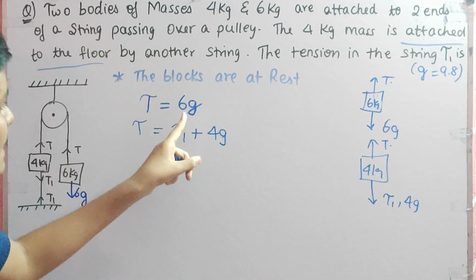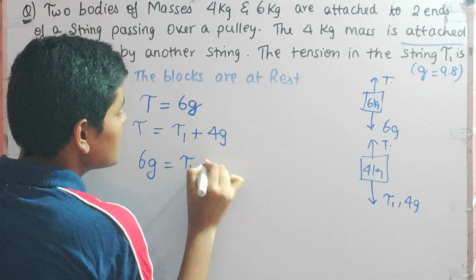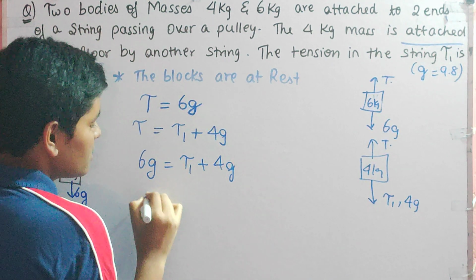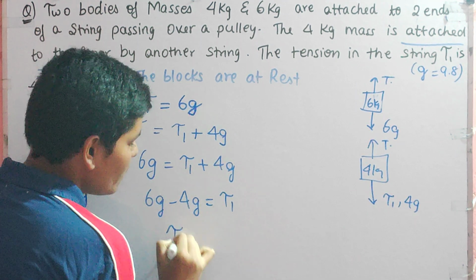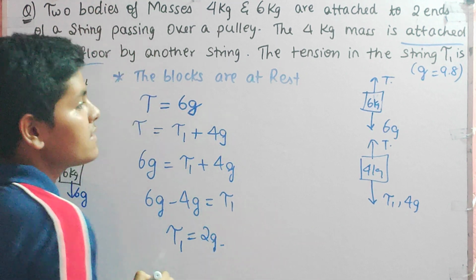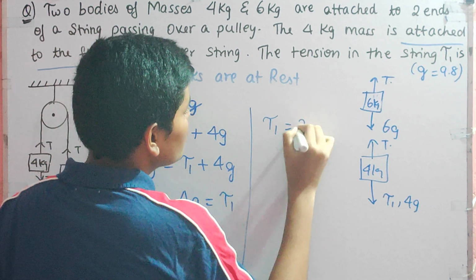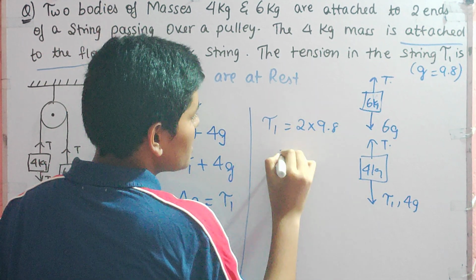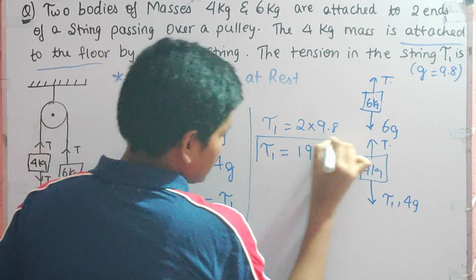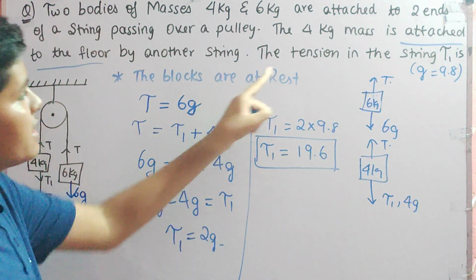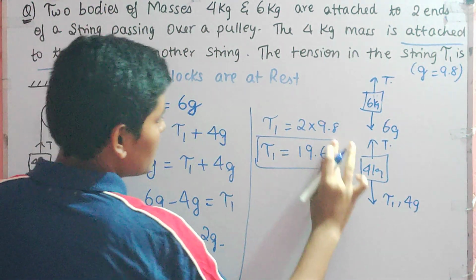Now we know that T is equal to 6G, so 6G is equal to T1 plus 4G. 6G minus 4G is equal to T1, so T1 is equal to 2G. They have asked us to take G as 9.8, so T1 is equal to 2 into 9.8, which is 19.6. They asked for the tension in the string T1, so T1 is 19.6 newtons.